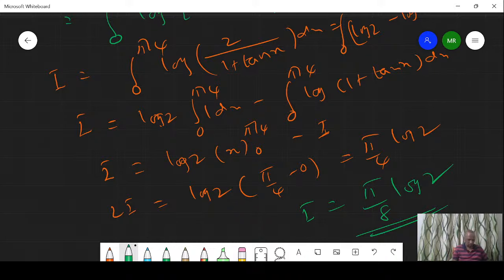π/8 log 2. The model is important, just remember that. π/8 log 2. You can easily solve that problem.